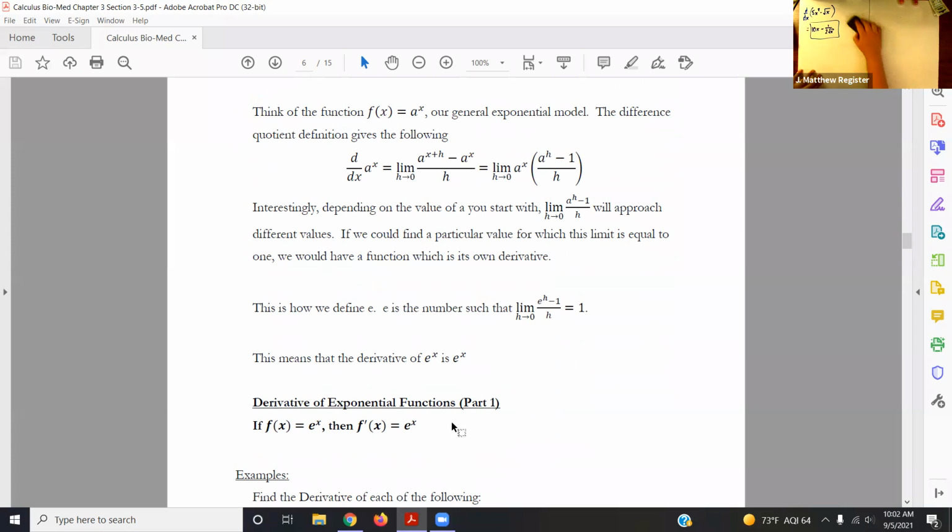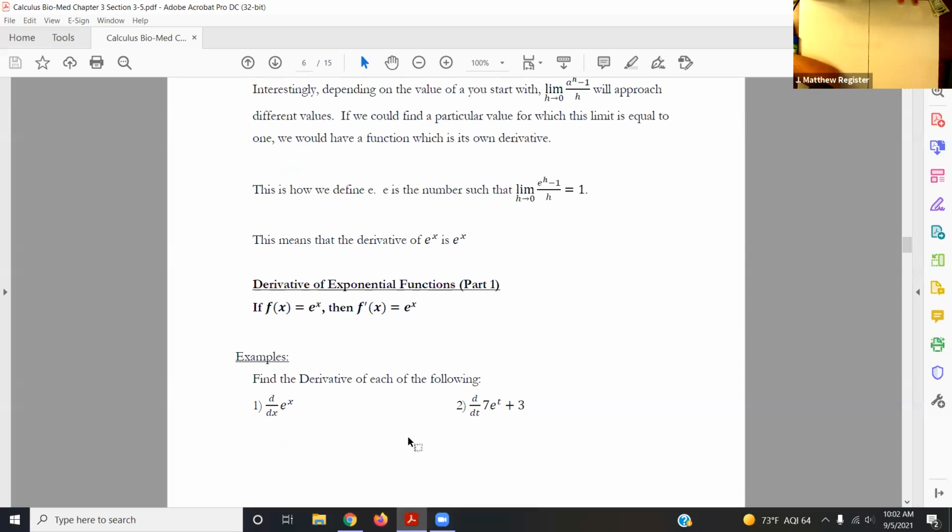Once you start playing with differential equations, you'll see that e to the x is almost always tied to the solution because it's kind of the base case for when something is its own slope. And so everything is done in terms of e to the x.